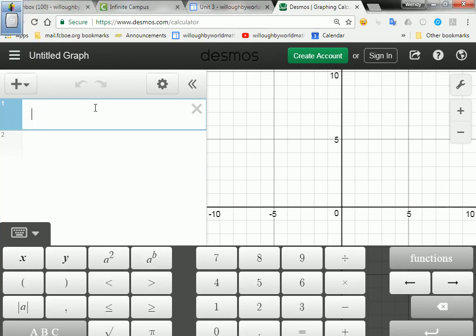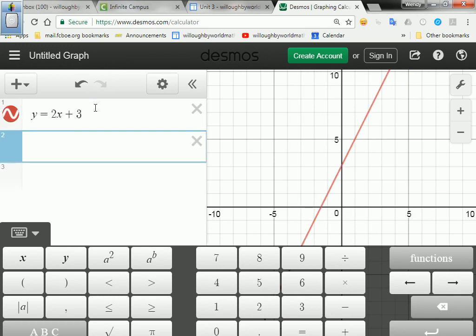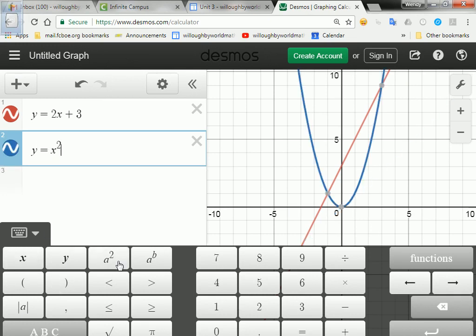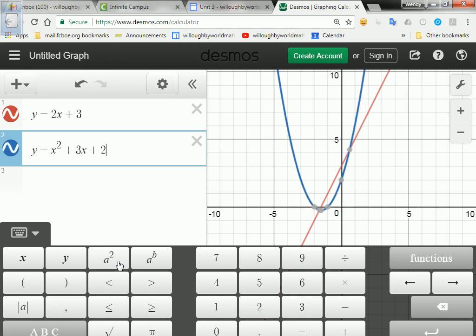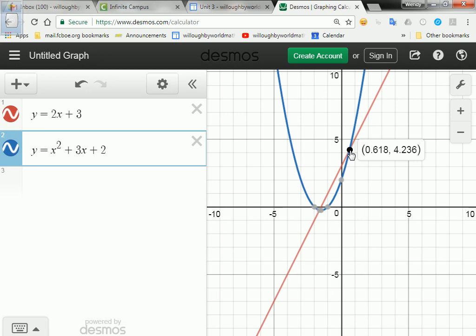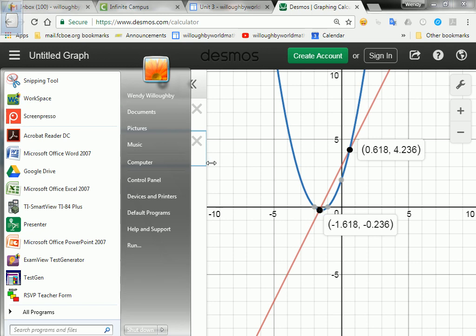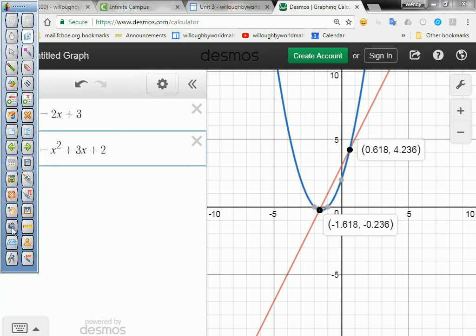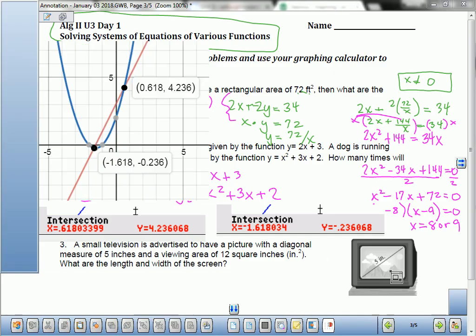All right, so our first equation was y equals 2x plus 3. And our second equation was y equals x squared plus 3x plus 2. Now, this is so much nicer because all I have to do is put the cursor over the point and it tells me. Put it over the intersection point and it tells me. So this one gives us the solution just quicker. And we can see it.